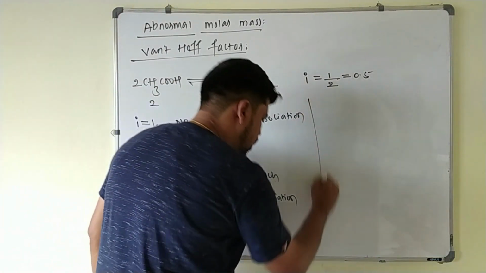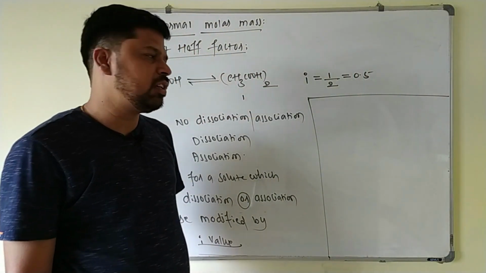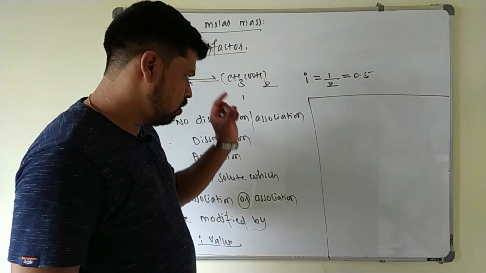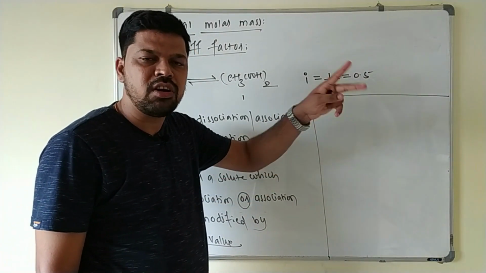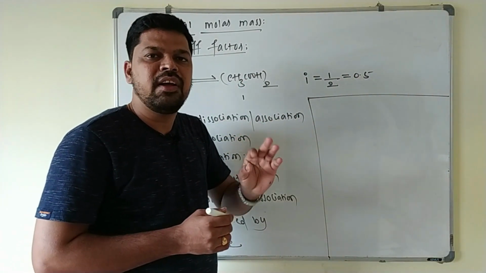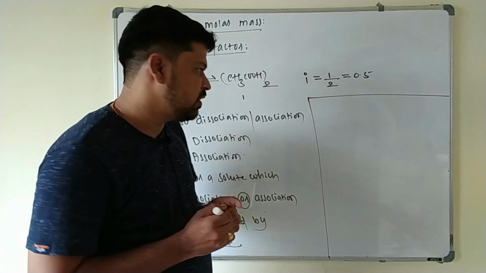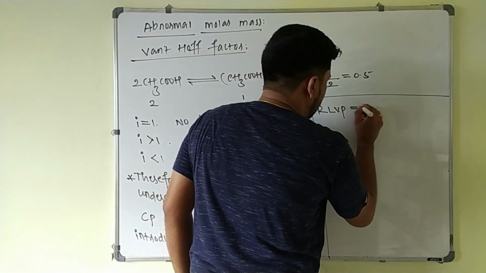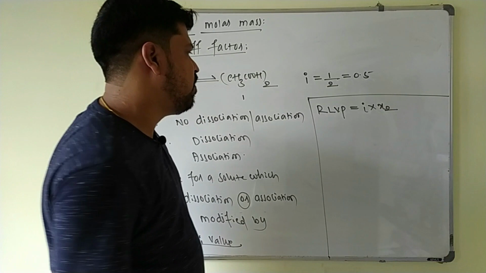Therefore, what are those colligative properties here? From the beginning we have discussed relative lowering of vapor pressure, elevation in boiling point, depression in the freezing point, and osmotic pressure. All these formulas are multiplied with what? I value, if the solute is undergoing dissociation or association. Always keep in mind, for solving problems, first you have to see whether the solute is undergoing dissociation or association, then carefully you add the I values here. So, relative lowering of vapor pressure is equal to I into x2. Everywhere you have to just multiply the I value.